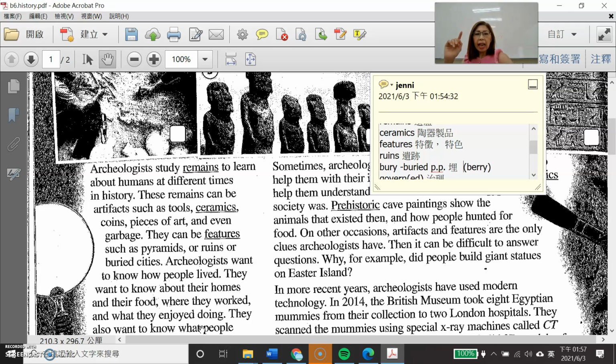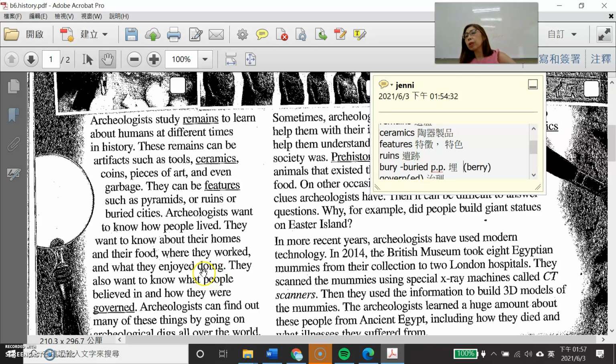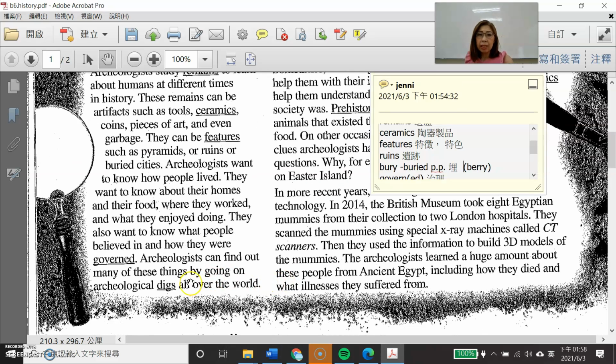Okay, next one. Archaeologists want to know how people live. They want to know about their homes, their food, where they worked, and what they enjoy doing. 就像我们一样。So what do you enjoy doing? Playing video games. What do your parents work? 因为你根据工作，你可以看得出来那个社会的状况, right? And what do they eat? People now eat a lot of McDonald's. 所以他找我们的垃圾的时候，如果以后很多年以后找到我们的垃圾，就看到很多那个纸啊、塑胶袋啊。That's how people eat in the future.